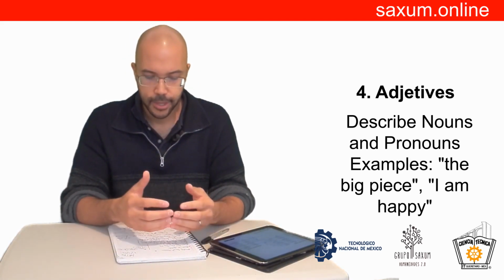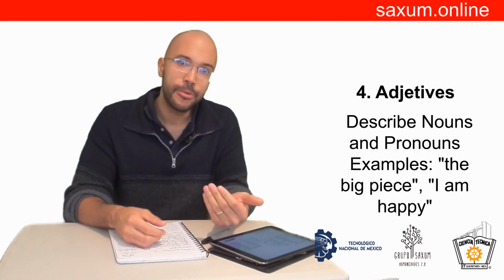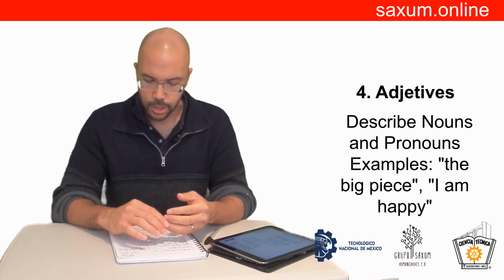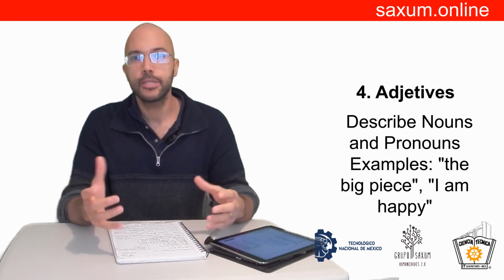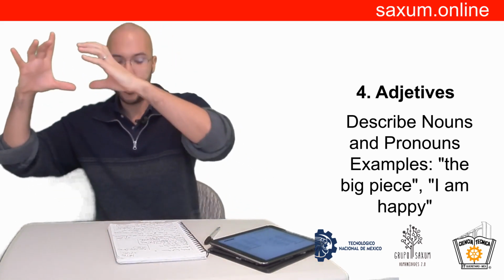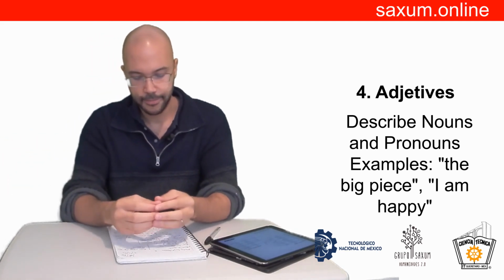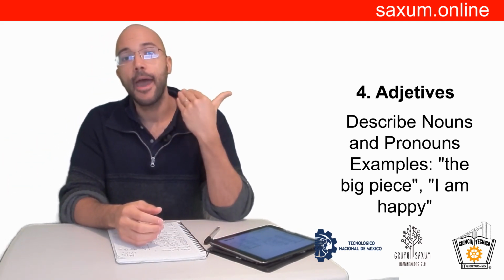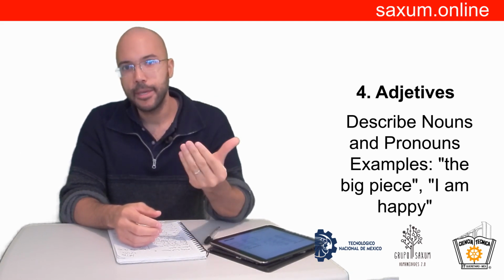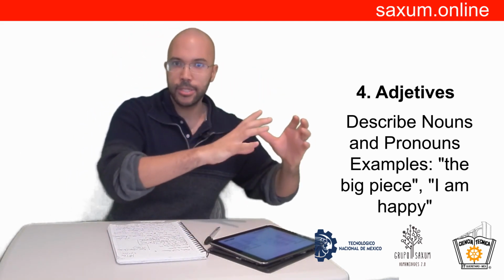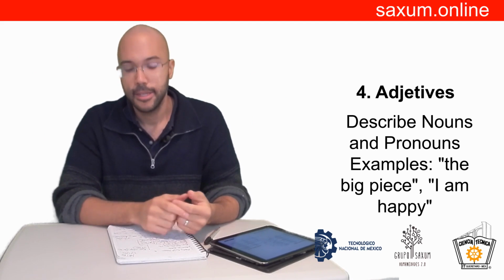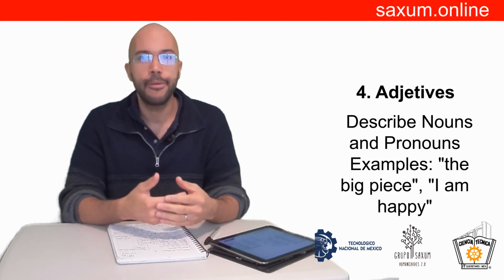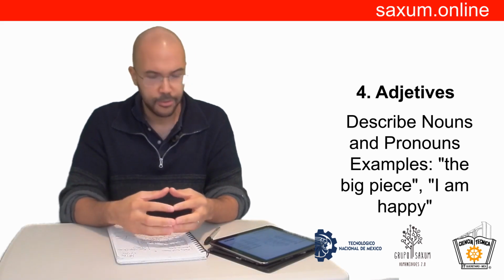Adjectives. What is an adjective? It describes a noun or a pronoun. So, for example, if you say the big piece, big is an adjective that describes piece. Okay? If you say I am happy, happy as an adjective describes I, describes me, okay? So the adjectives are describing these nouns and pronouns. Very simple to identify them, okay?